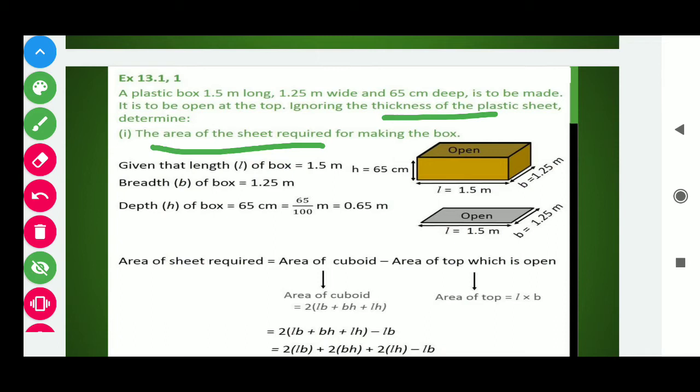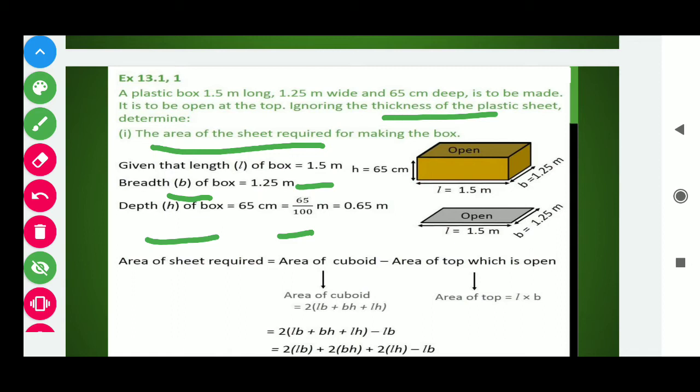In this way we have a total of 5 faces, leaving only the roof because this box is open. So let's start. First given are the length, breadth and height. Length and breadth are in meter, so we have to convert the height into meter also. By dividing by 100, we convert 65 centimeter into 0.65 meter.